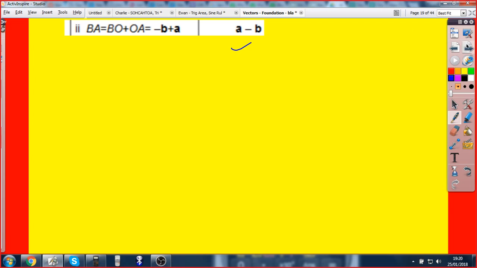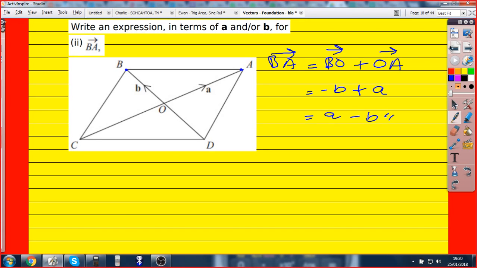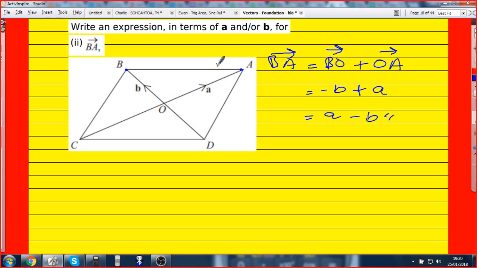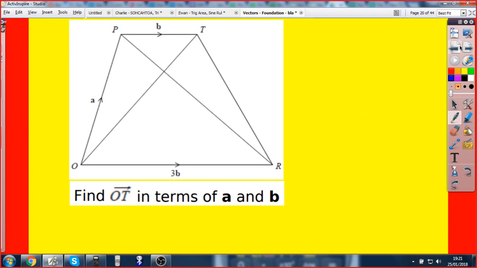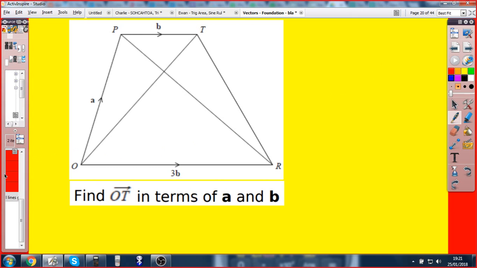Okay, A minus B. Any questions with that one? No, I just thought you'd go round, but you just have to do with the arrow thing. Yeah, basically, if they say they want the answer in terms of A and B, you can only travel along lines that are about A and B. Okay. And we don't know what the other lines are. Okay, find OT.